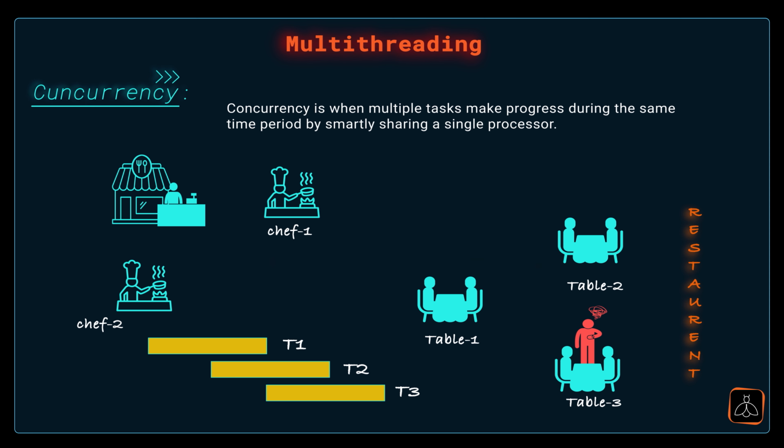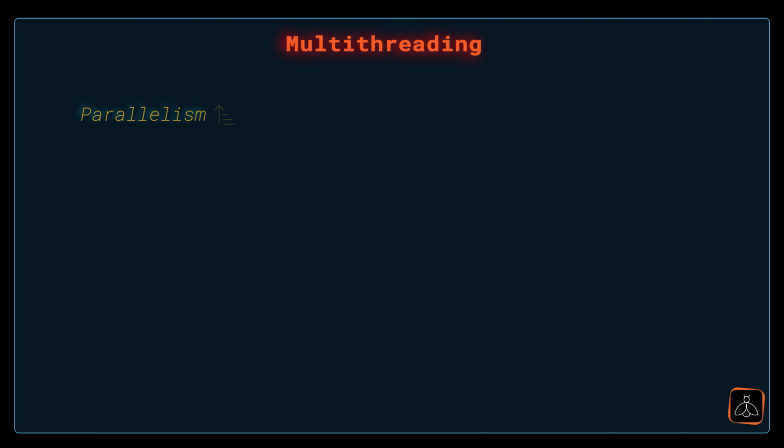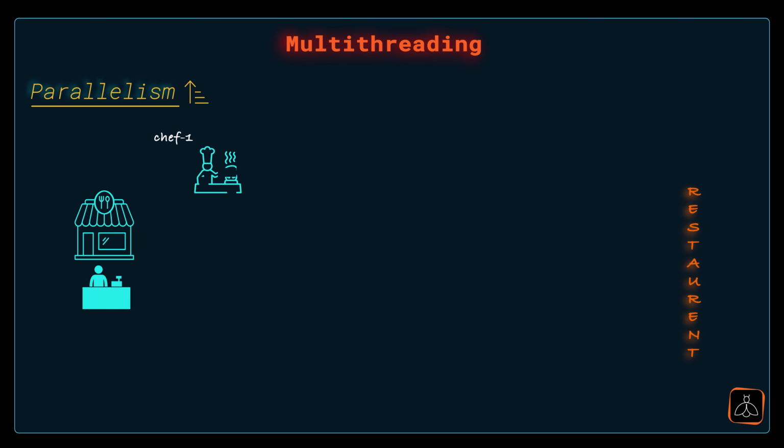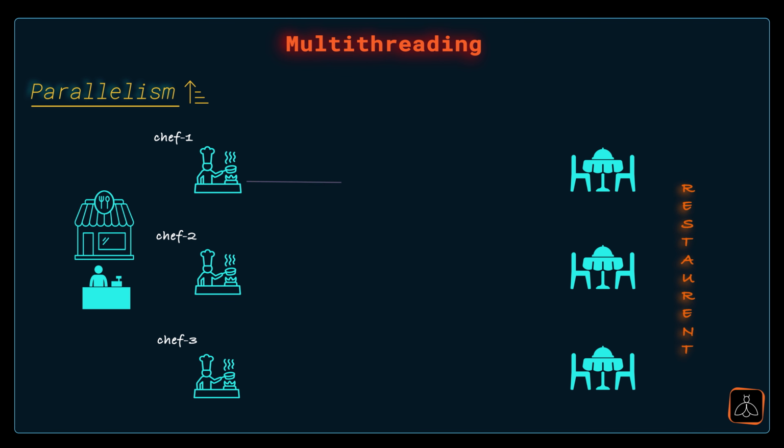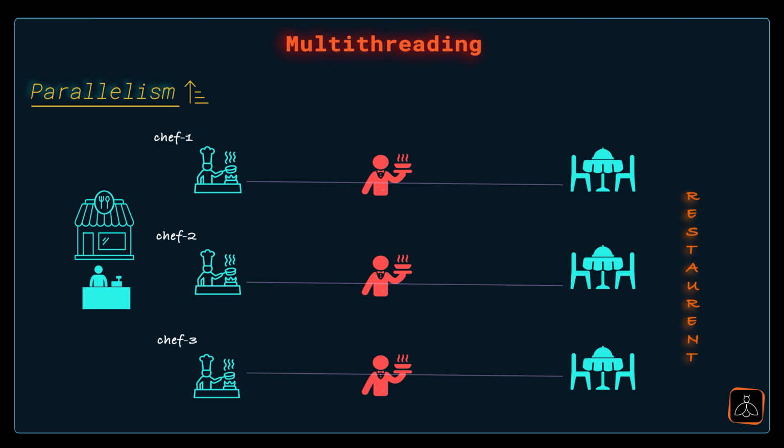Now let's explore one more important term in multithreading called parallelism. To understand this, we will take the same analogy of the restaurant. Now say the restaurant has some good profits and the restaurant manager wants to hire some more waiters and chefs. Let us say now he has 3 chefs and 3 waiters in the restaurant, which means each table now has a dedicated waiter and chef, right?